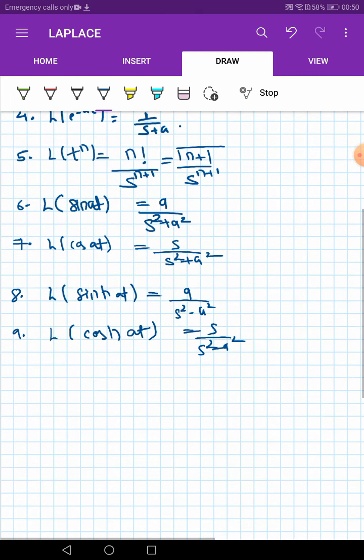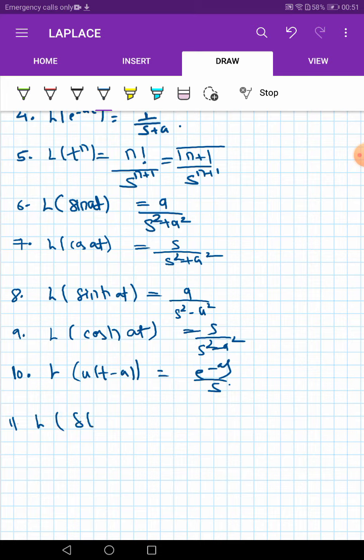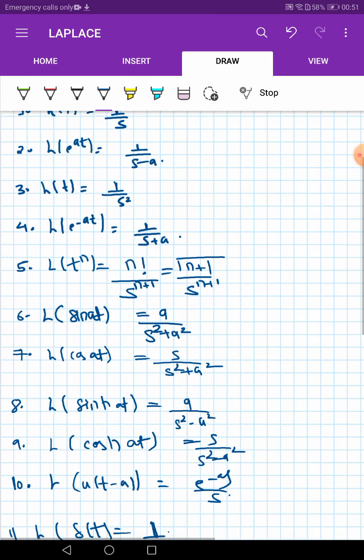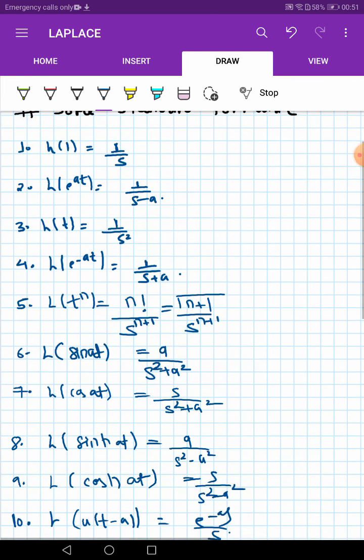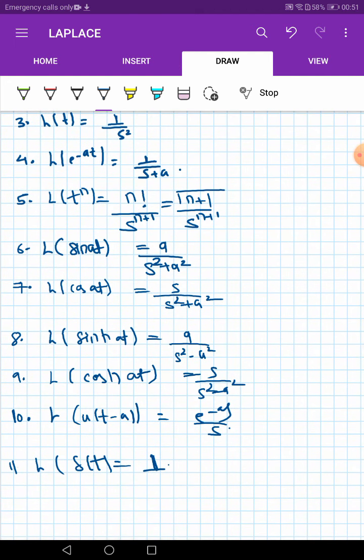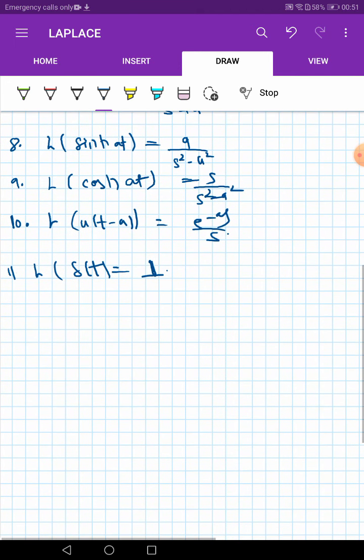Now, what is the Laplace transformation of unit step function? We have already seen that it is e power minus as by s. And 11th, what is the Laplace transformation of impulse function? It is 1. Okay, so these are some of the standard formulas that you require in order to get the Laplace transformation. So let us solve some basic problems with the use of those formulas.